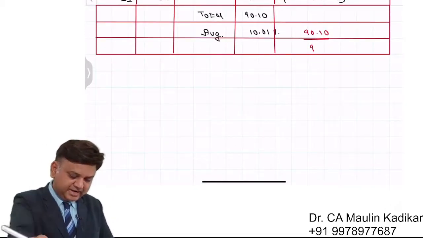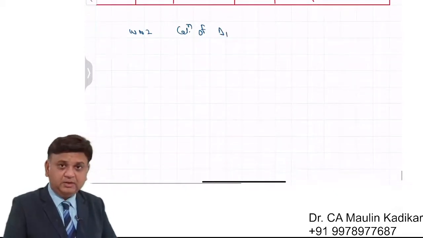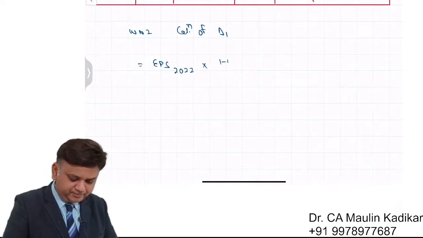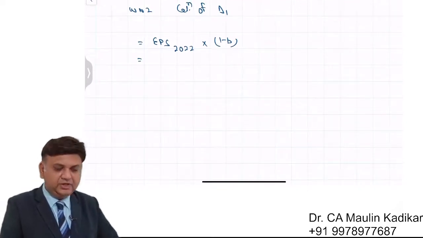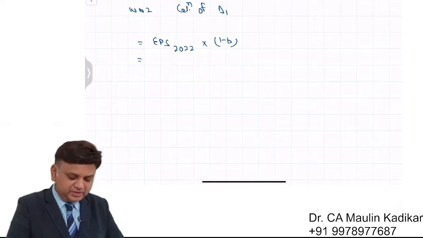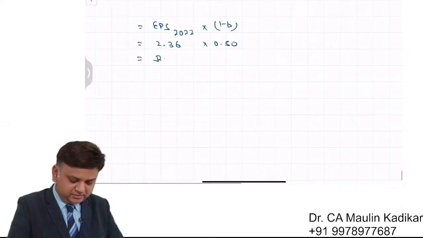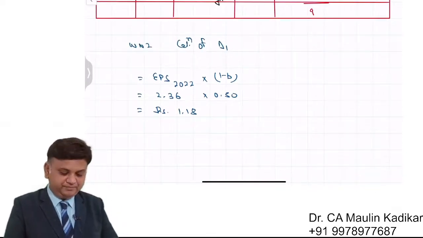Next is calculation of working note number 2. Calculation of D1. It will be found as earning per share of the year 2022 into dividend payout ratio. Earning per share of year 2022 is 2 rupee 36 paise into 0.5. That comes to 1 rupee 18 paise. That is the way the D1 is calculated.